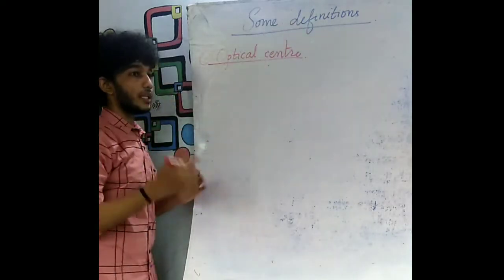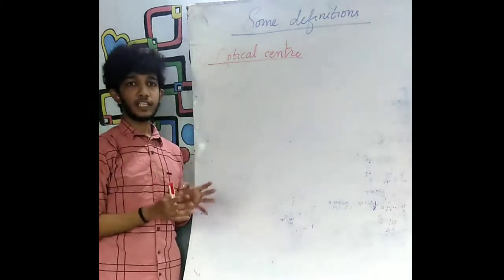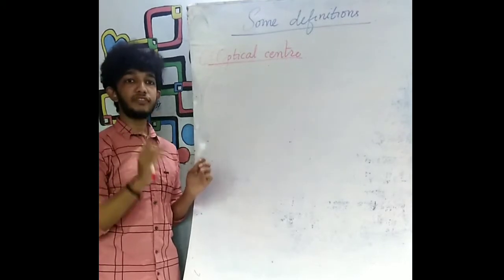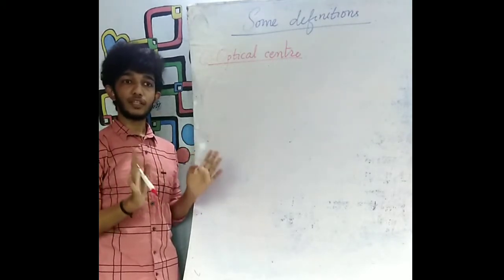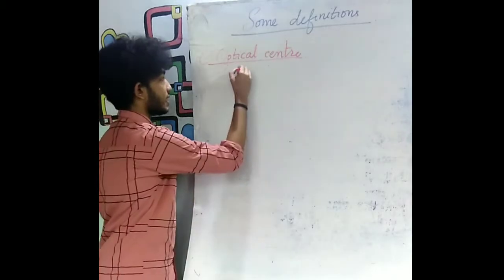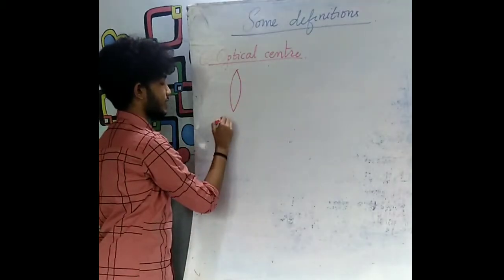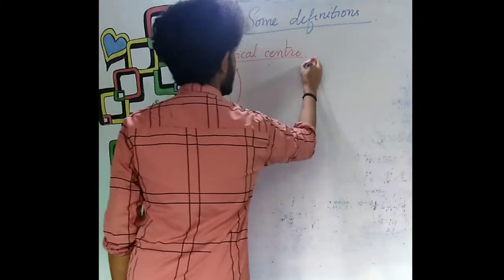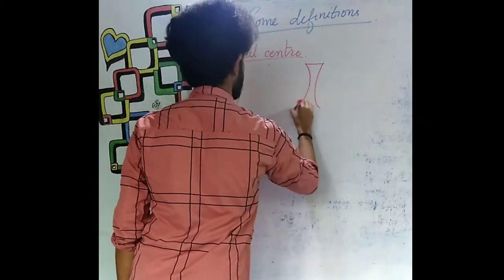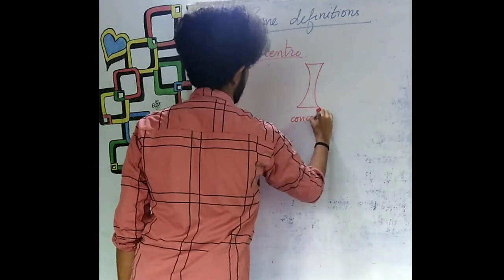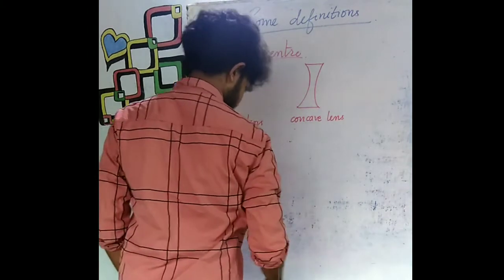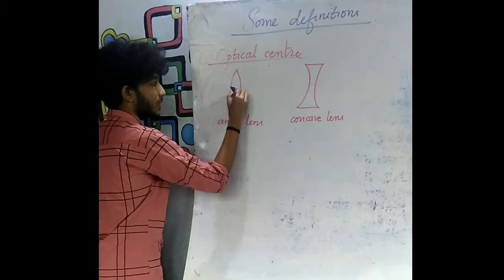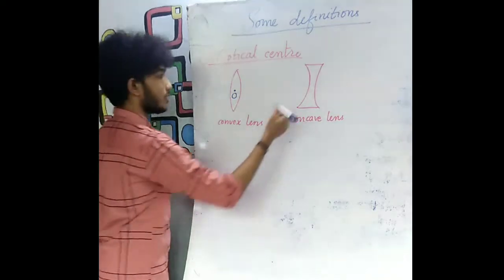In the case of a mirror, the midpoint of the spherical surface was known as the pole of the spherical mirror. But here, the center of the lens is known as the optical center of that lens. Suppose we are considering a convex lens, and let us consider a concave lens. Here, the center of the lens is known as the optical center and is denoted by the letter O.